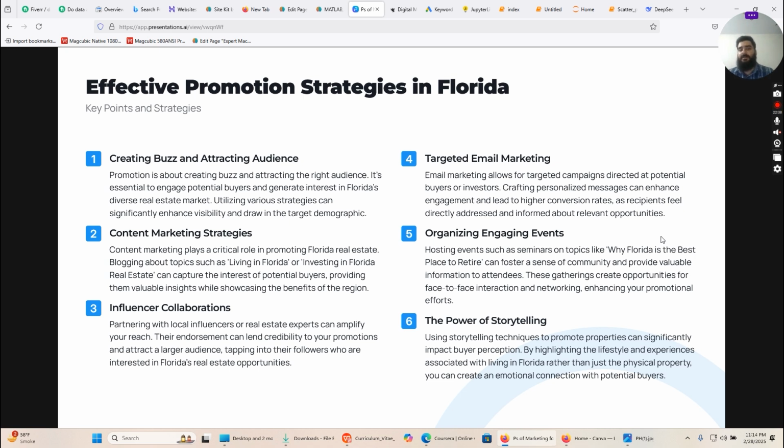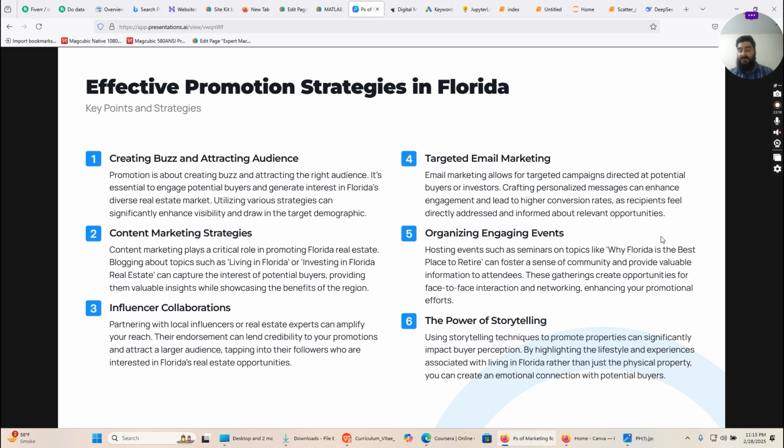Let's talk about targeted email marketing. If you have the emails of people, then email marketing allows you to target campaigns directly at potential buyers and investors. Then again, for effective promotional strategies, you can organize engaging events. Hosting events such as seminars on topics like why Florida is the best place to retire can foster a sense of community and provide valuable information to the attendees. These gatherings create opportunities for face-to-face interaction, networking, and enhancing your promotional efforts.